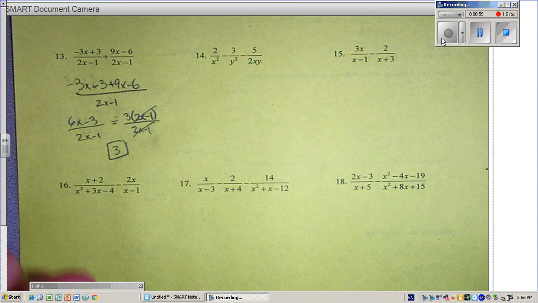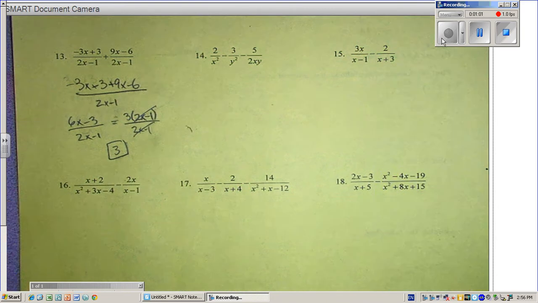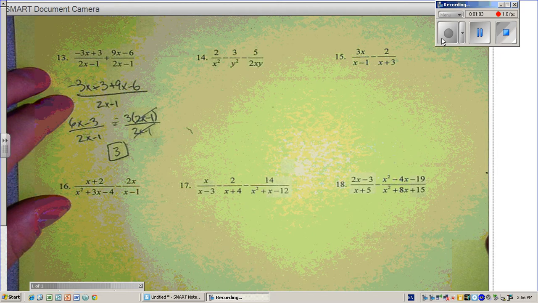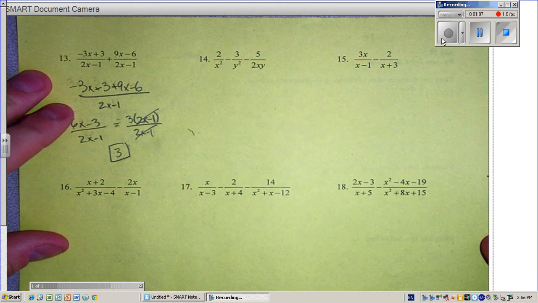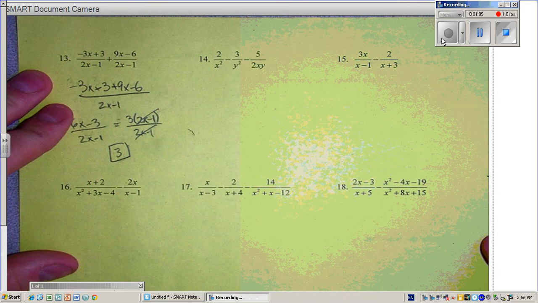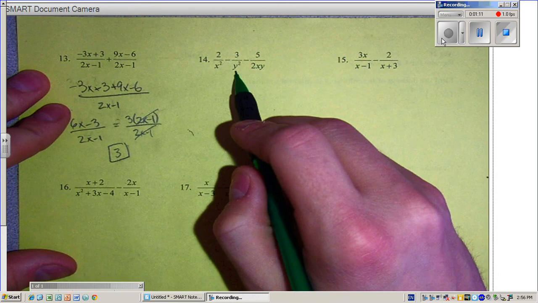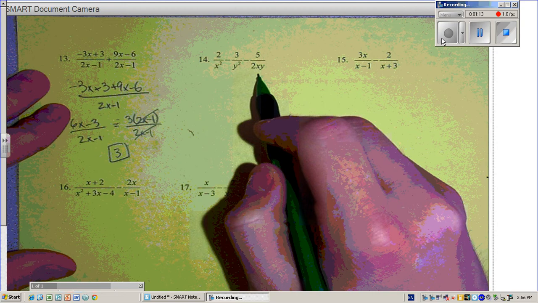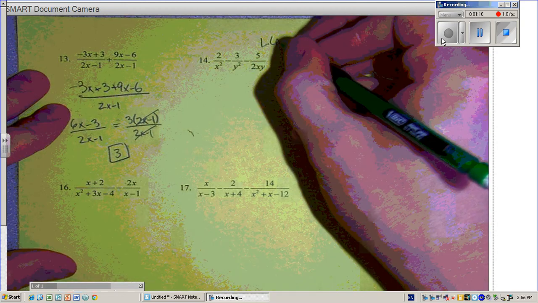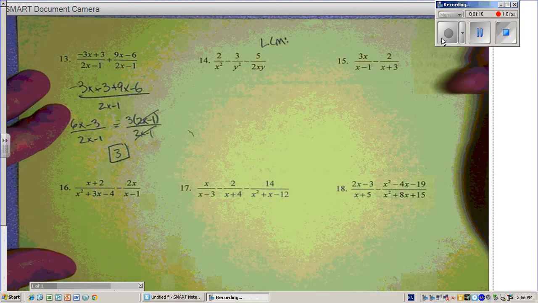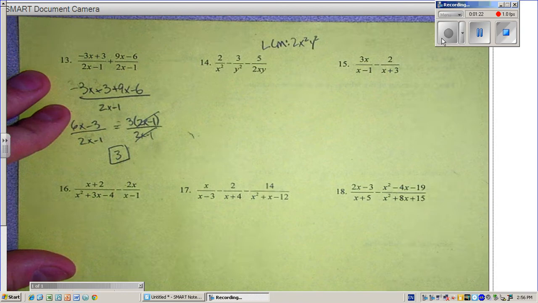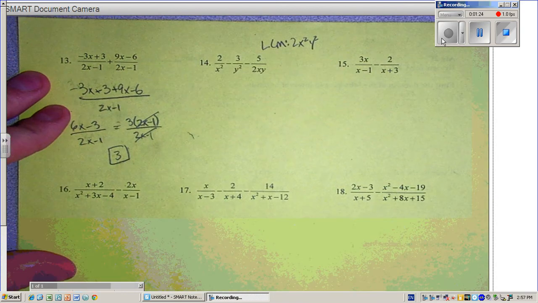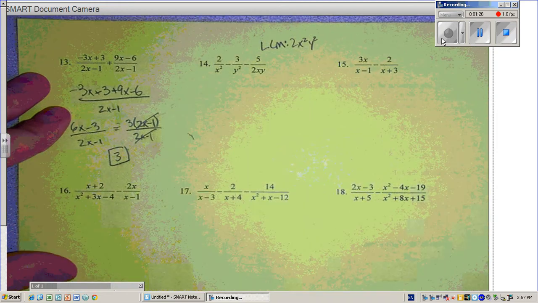For number 14, we now have 3 terms, but it's the same idea. We need to look for a common denominator. And if you notice, there is not a common denominator. So we need to find the least common multiple of all 3 of those. You notice we have an x squared here, a y squared here, and a 2xy. And the least common multiple, which I suggest you write at the top of each one of these questions, is 2x squared y squared. And what that means is we need to get 2x squared y squared in the denominator of each one of these expressions.